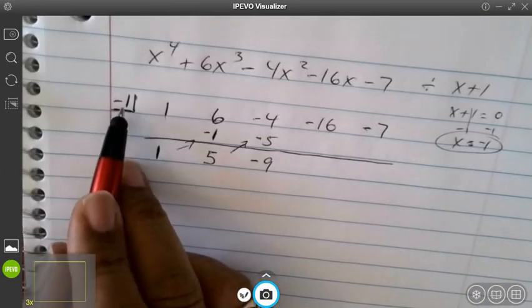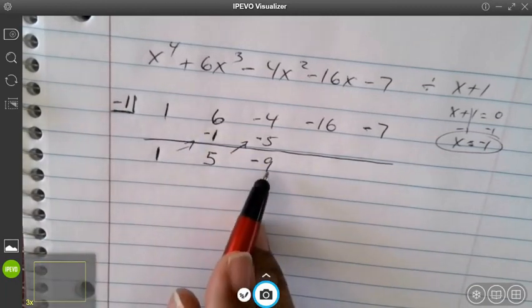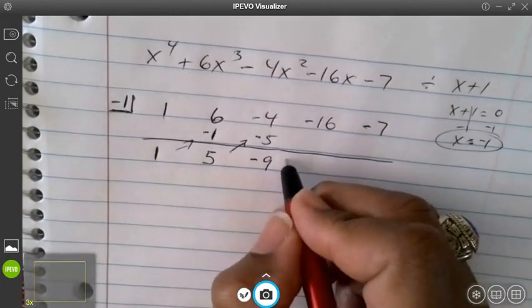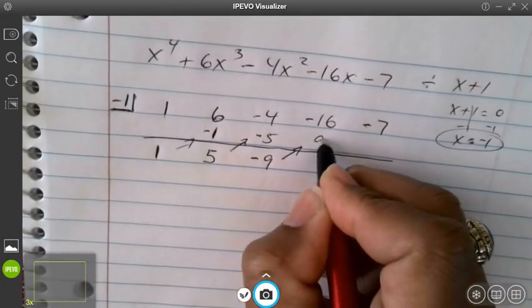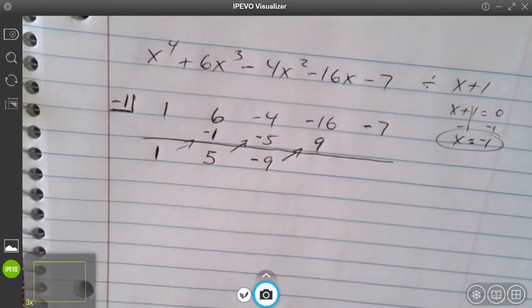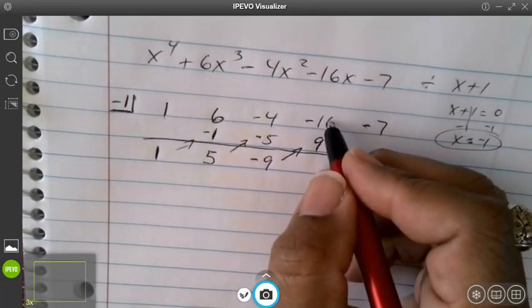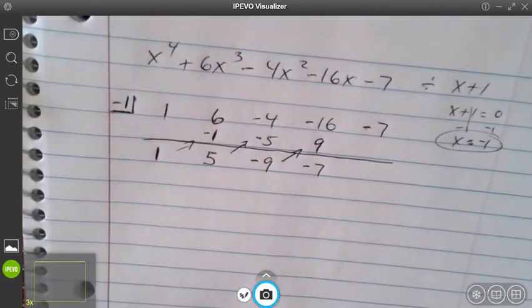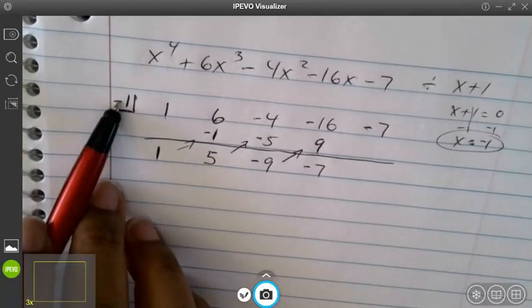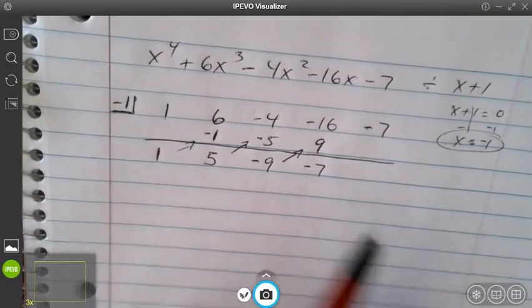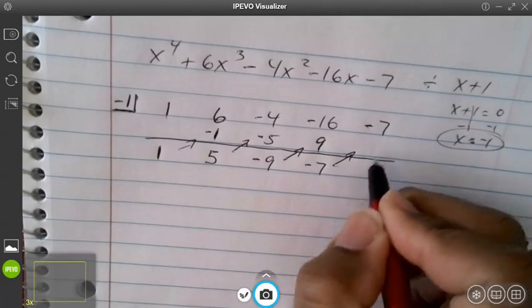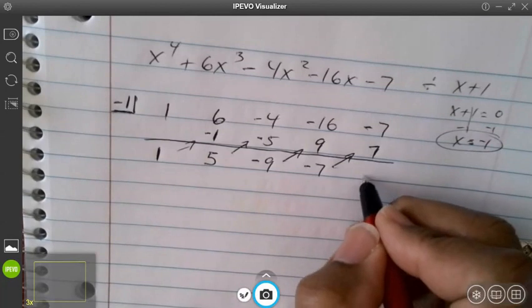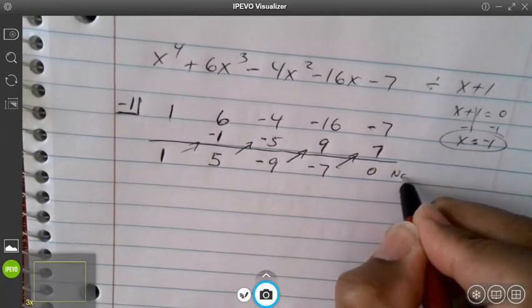Now let's take the number in the box and multiply it with this number. Don't forget, that's why you need to know your signs. Negative times a negative gives us a positive, and that answer goes there, so it gives us a +9. Now when I combine here, negative 16 and 9 gives me a negative 7. Now we're going to take this negative 1 and multiply it by the negative 7, and that answer goes there. Negative times negative gives us a positive 7. And look right here, this cancels out, so we have 0. That means you have no remainder.